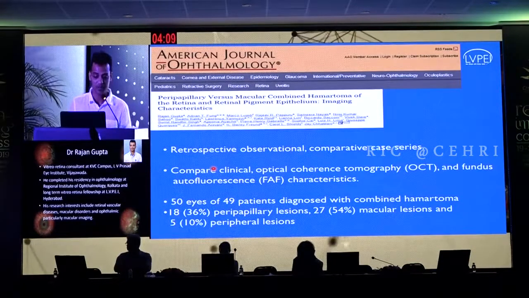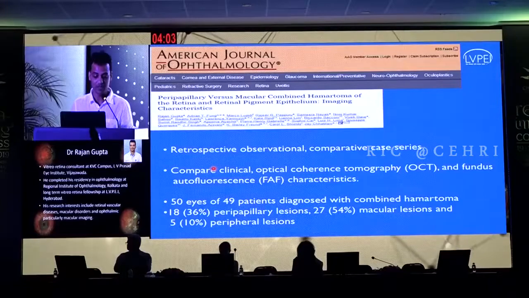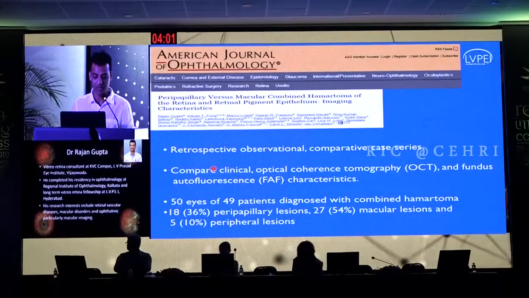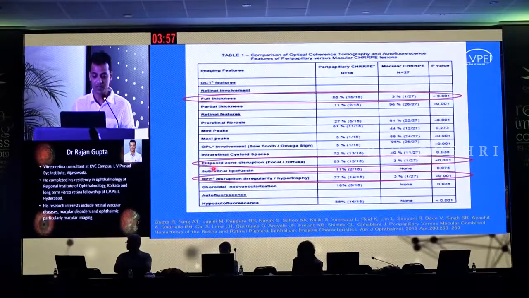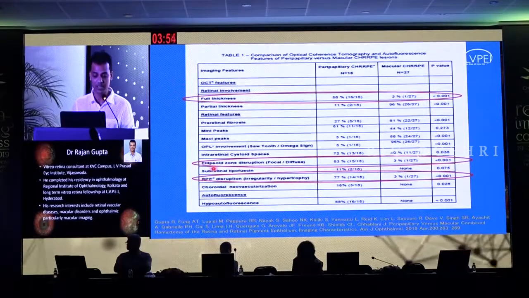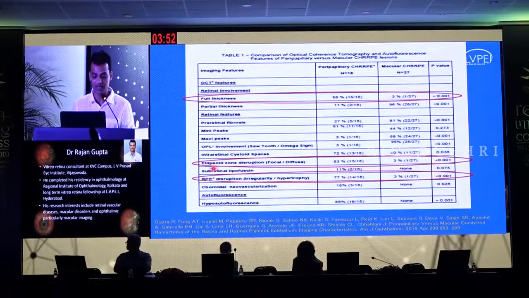This was a retrospective observational comparative case series where we compared the clinical, OCT and fundus autofluorescence characteristics of 50 eyes of 49 patients diagnosed with combined hamartoma. What we found was that full thickness involvement was predominantly in the peripapillary cases, along with the ellipsoid disruption and RPE disruption.